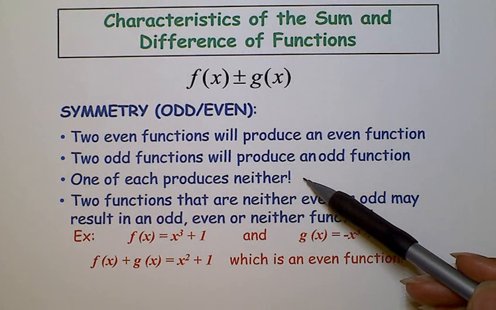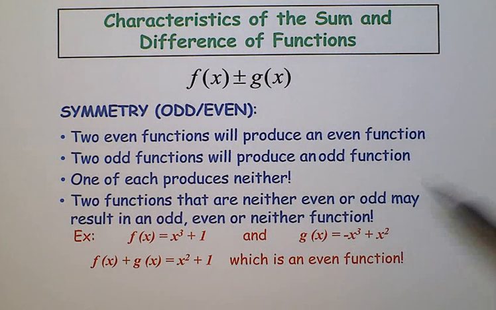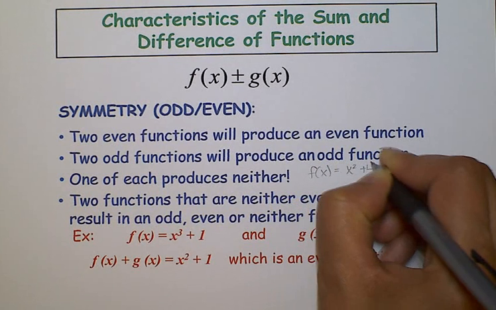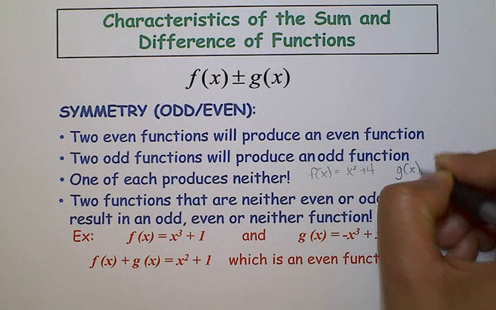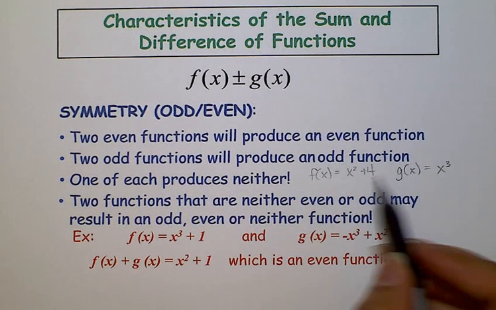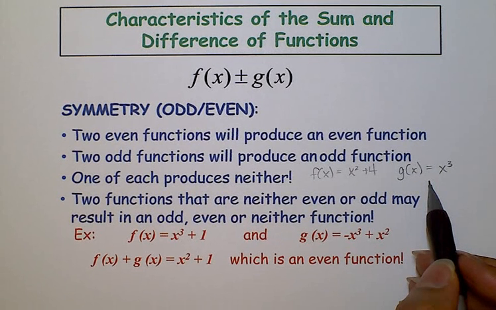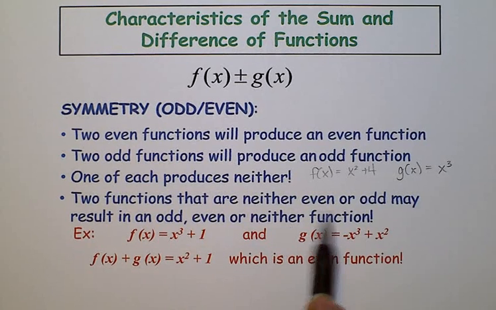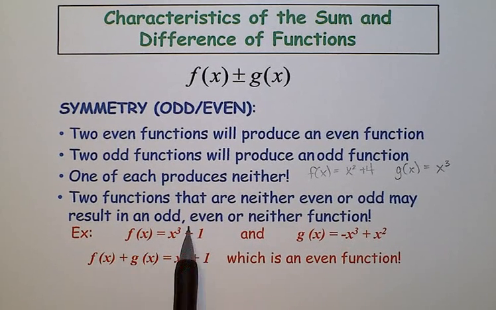If you think about it algebraically, an even function would have an exponent that is even. An odd function would have an exponent that's odd. And if you combine an even exponent function with an odd exponent function, then it becomes neither even nor odd. Think about the example, if f of x was x squared plus 4, that's an even function. And if g of x was x cubed. If you combine these two, either through addition or subtraction, you'll end up with a function that's neither even nor odd.